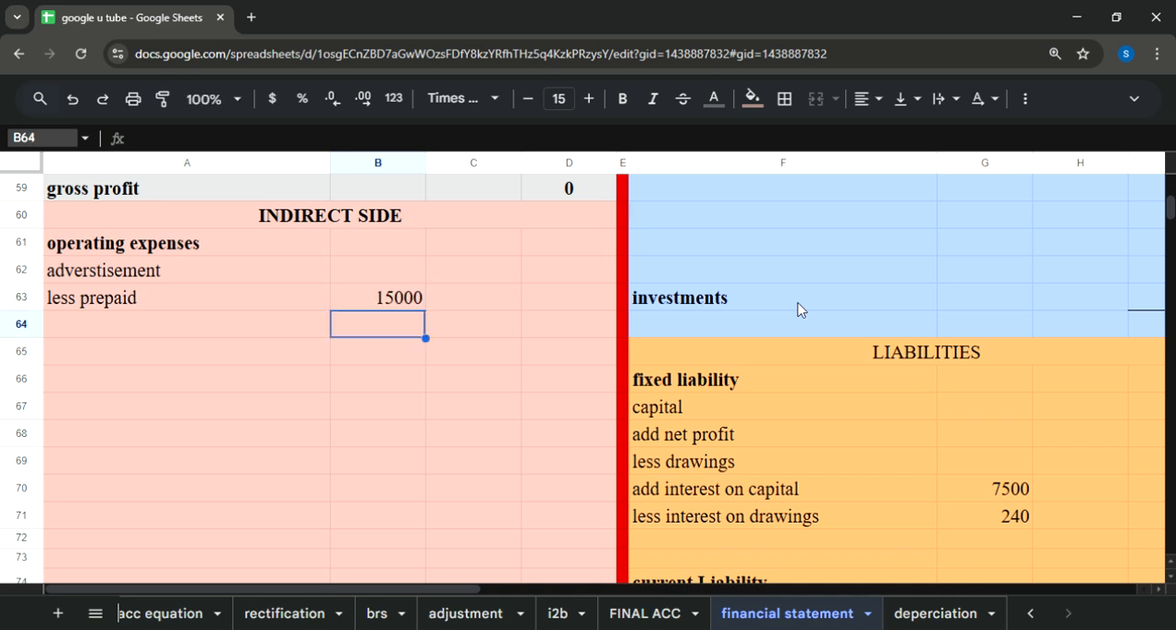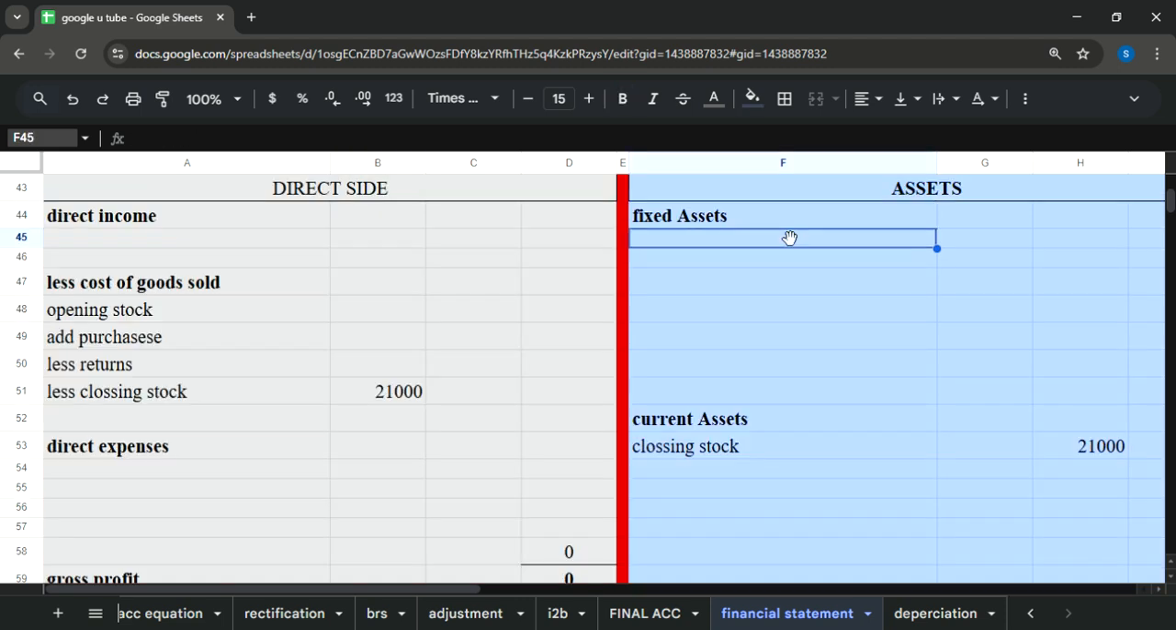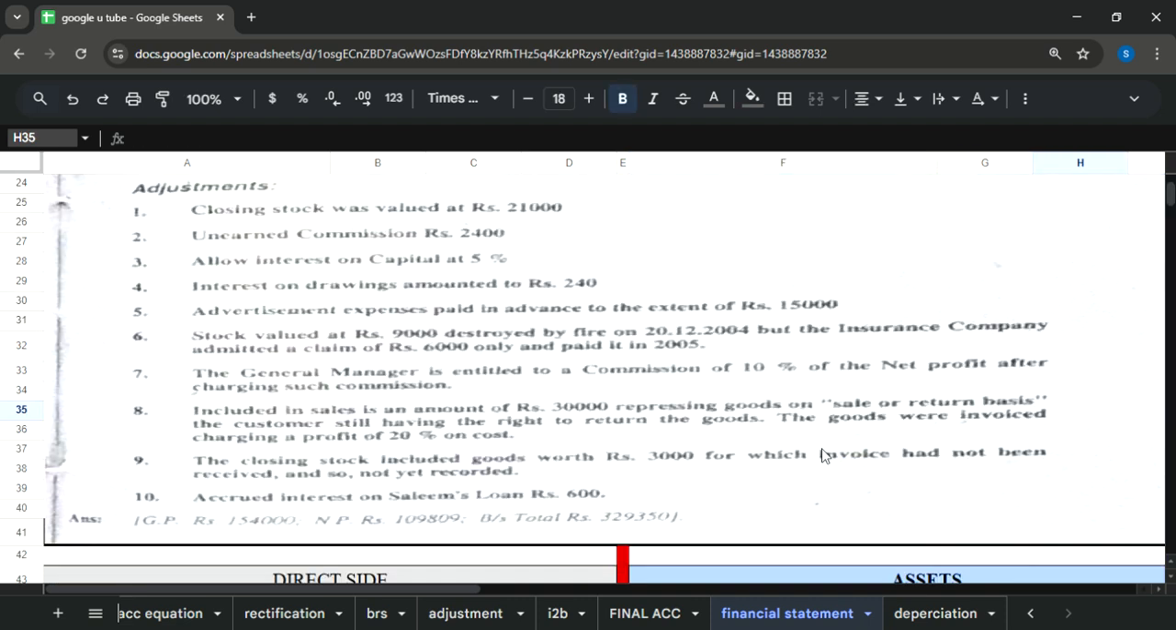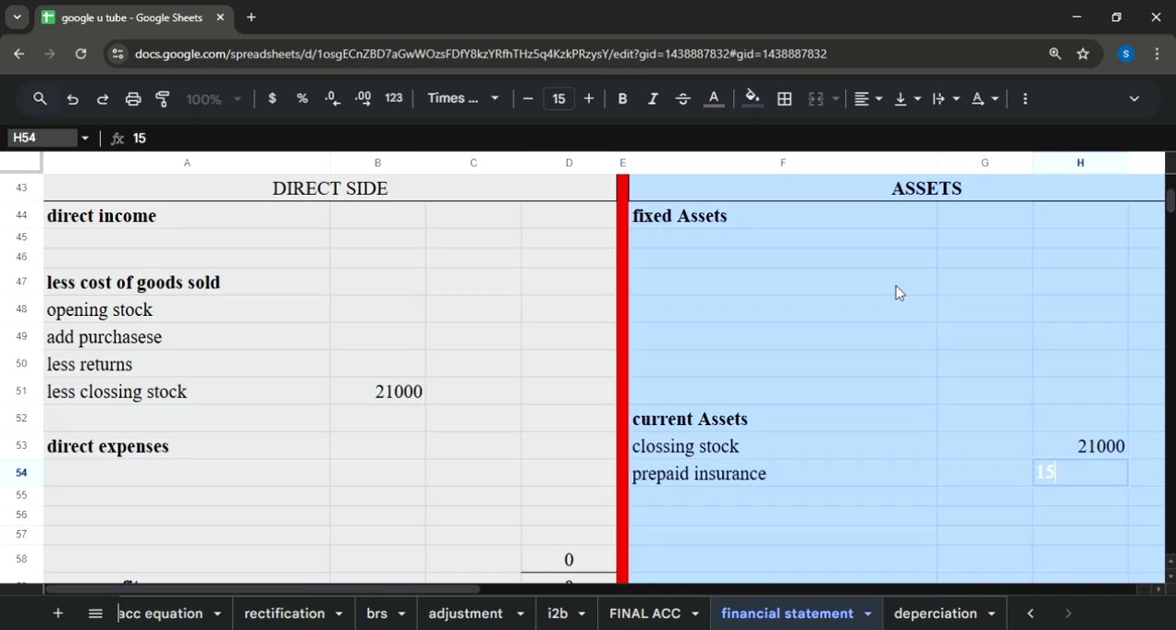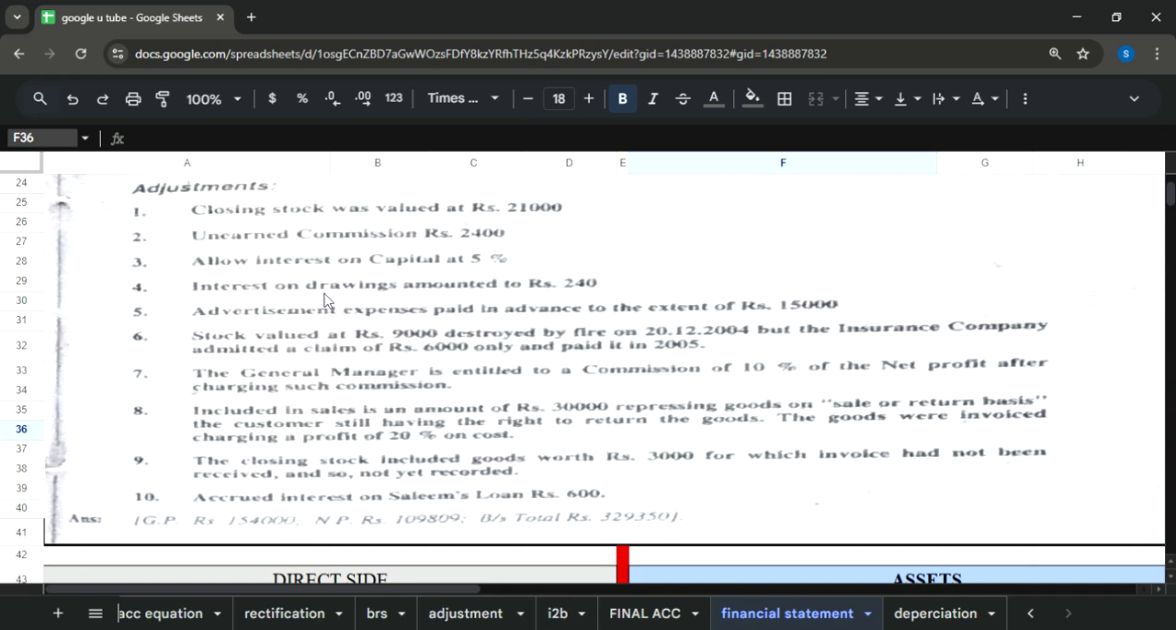Prepaid expenses. Secondly, we will go to current asset side, and here prepaid insurance would be written. It was prepaid advertisement. Okay, 15,000 is the amount. Write down. And here let's edit. This is prepaid advertisement. Alright guys, two effects completed for number 5th adjustment.